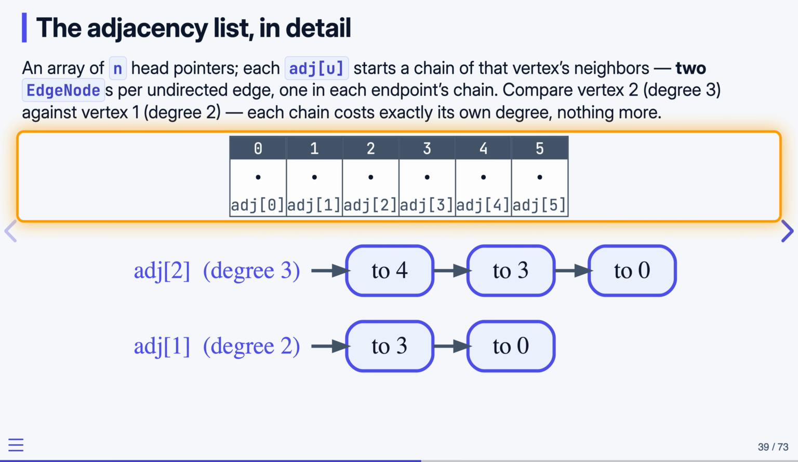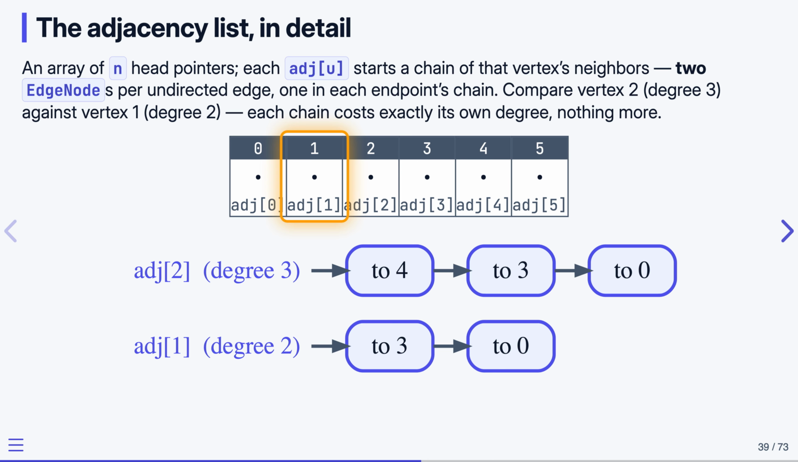The adjacency list is an array of n head pointers. Each slot, edge at index u, starts a chain of that vertex's neighbors, with one edge node per real edge. Take vertex 1, which has degree 2. Its chain, edge at index 1, holds 2 nodes, 1 to vertex 3 and 1 to vertex 0.